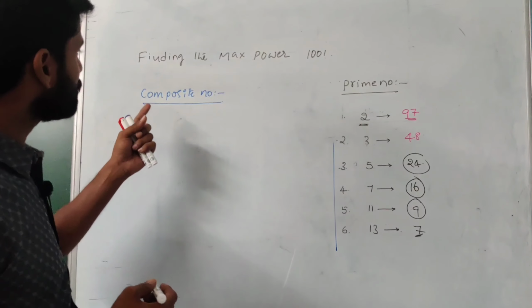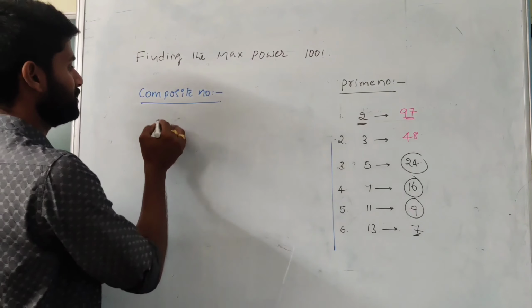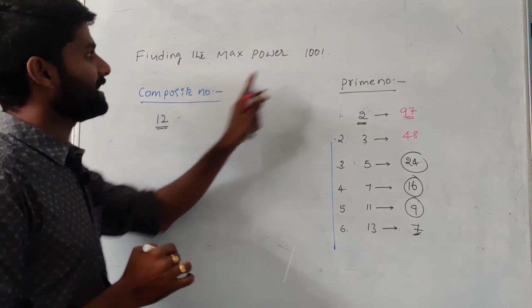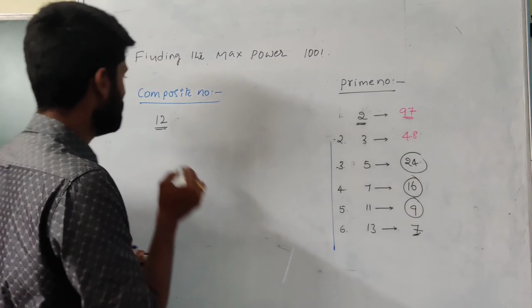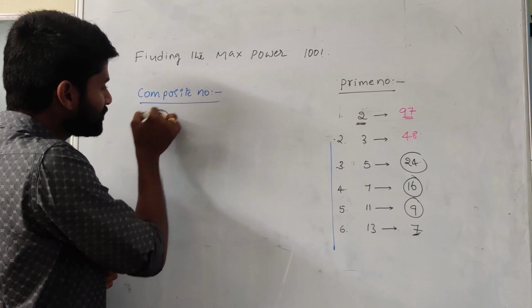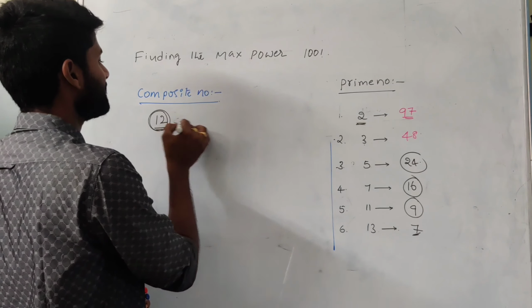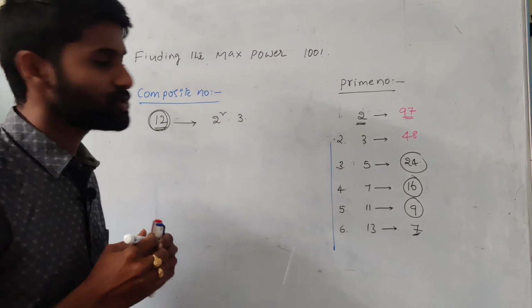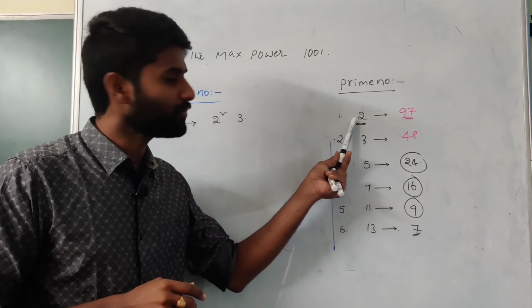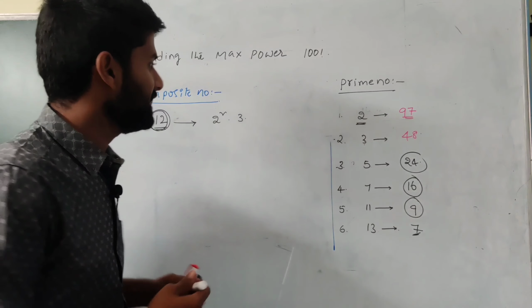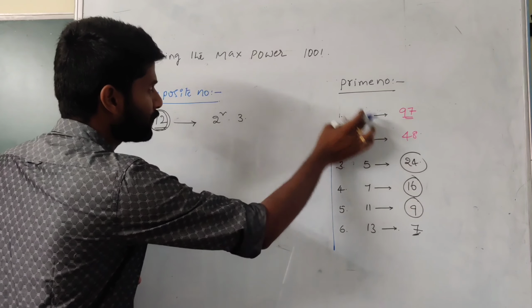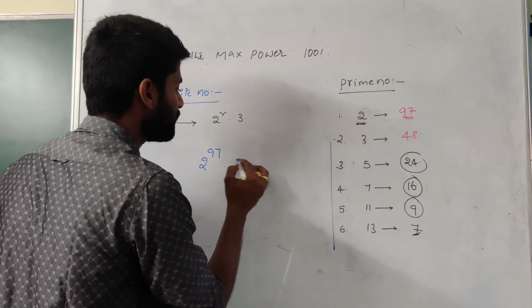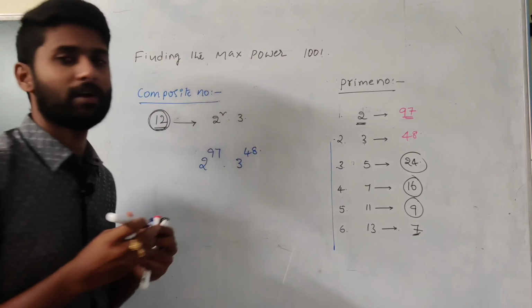Okay, let's see the questions related to composite numbers. For example, if they give 12, find the maximum power of 12 in 100 factorial. That is the question. So the 12, first we need to convert it into prime factors. Prime factors means this value can be written as 2 square and 3. So we already calculated the maximum power of 2 and the maximum power of 3. Here see, the maximum power of 2 in 100 factorial is 2 power 97. The maximum power of 3 becomes 3 power 48.